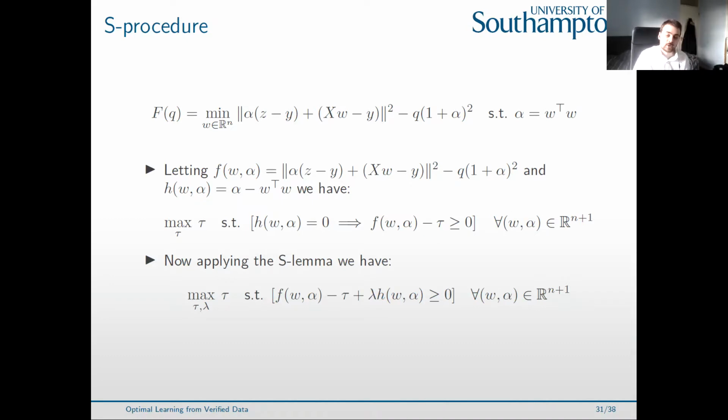So this is saying for all W alpha, this quadratic has to be greater than or equal to 0. So this is equivalent to a semi-definite constraint on the matrix which represents this polynomial. So this is simply a semi-definite program. And it's in fact a very small semi-definite program. It's only got 2 variables.